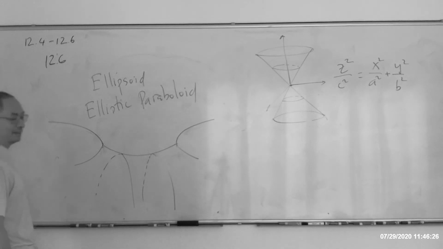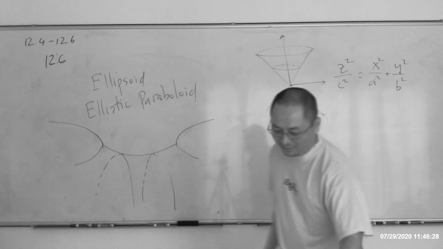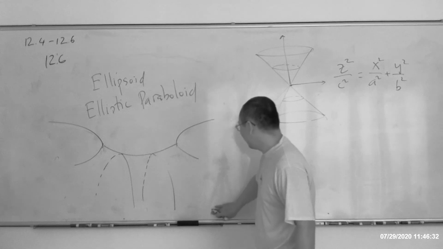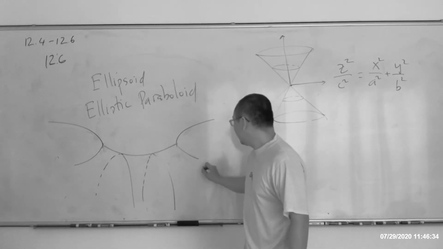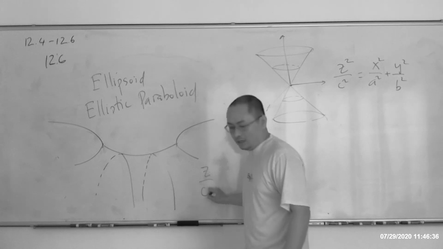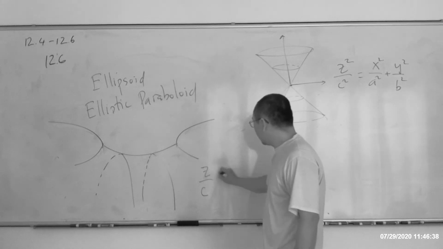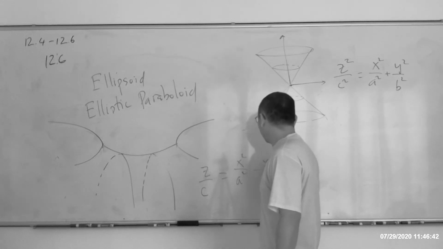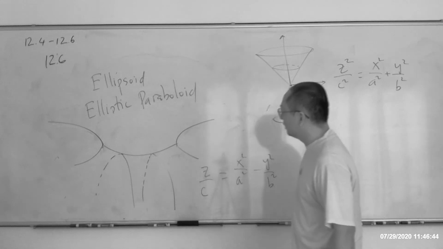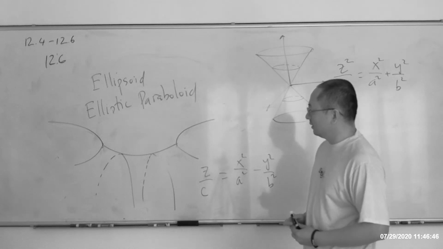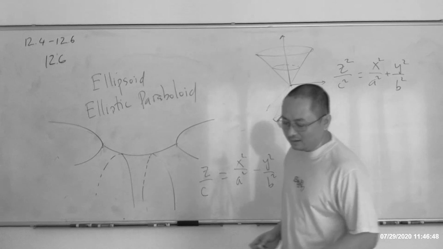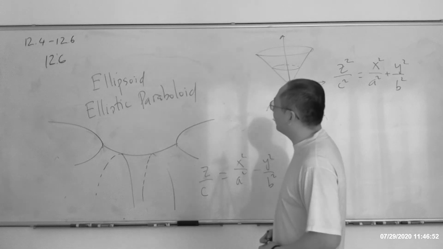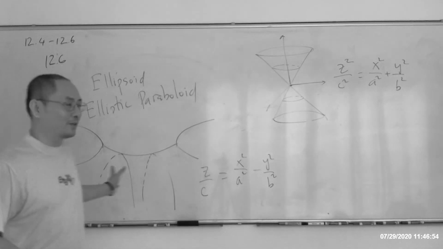Now let me just write out the equation. That's where I'll stop, because I don't want to embarrass myself with drawing. This is z over c equal to x squared over a squared minus y squared over b squared. And the pictures, I think, are on page A37 in the book. And again, excuse me for my drawing.